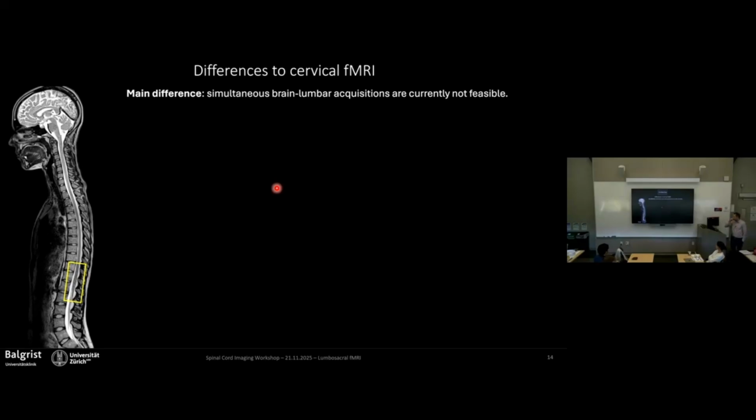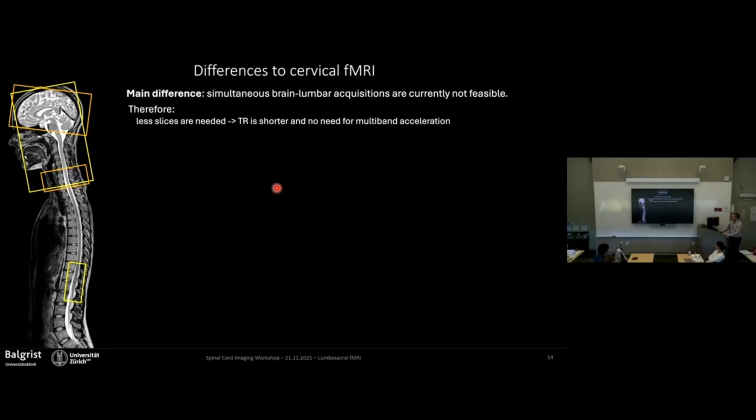The difference between lumbosacral and cervical fMRI in terms of acquisition is mostly that currently we can't acquire the lumbosacral cord together with the brain, right? In the cervical cord, we often acquire it together with the brain, either as one big field of view or two separate fields of view. That is not possible with the lumbar cord, which has a couple of consequences. First of all, fewer slices are needed, so the TR is shorter, and there is no need for multiband acceleration. It would be difficult within the spine anyway.